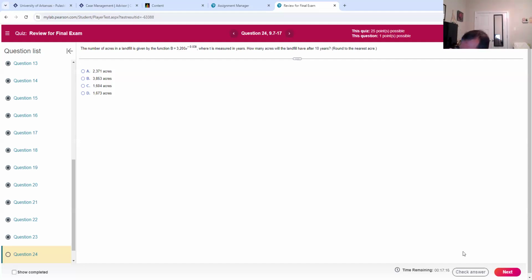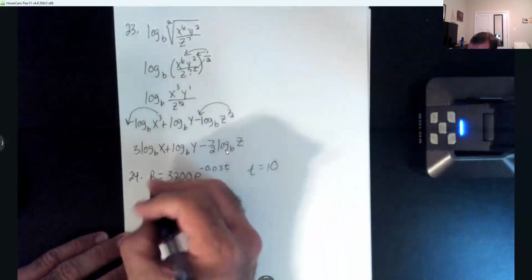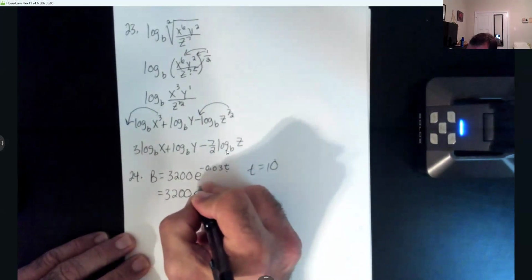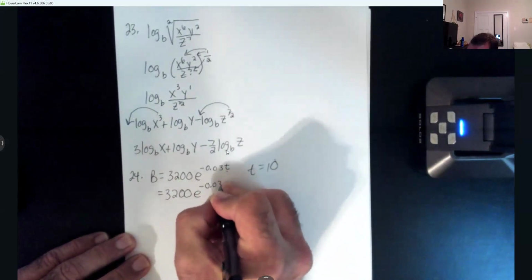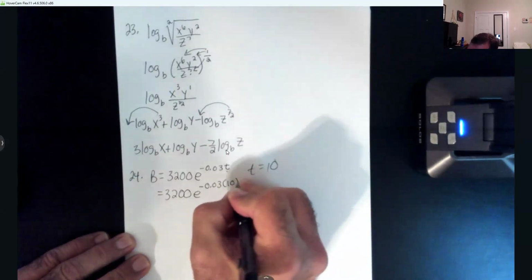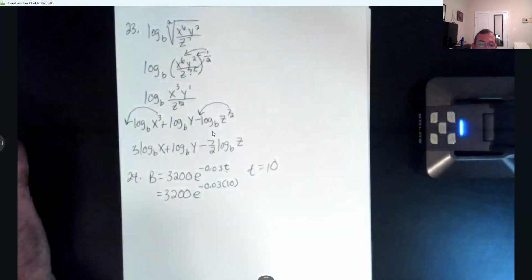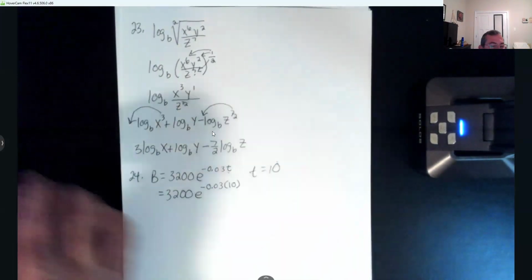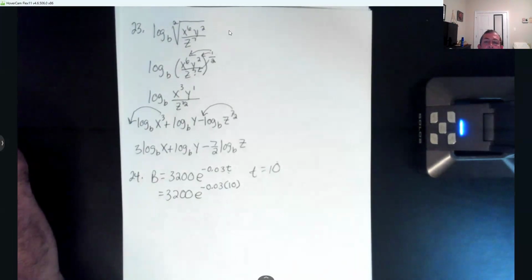Now they're telling me t equals 10 years. So all we're doing on this problem is plugging this 10 in for that t, okay? So we'll have our 3,200 e to the negative 0.03 times our 10 years. Okay, so I'm just going to plug that into my calculator and see what we get.